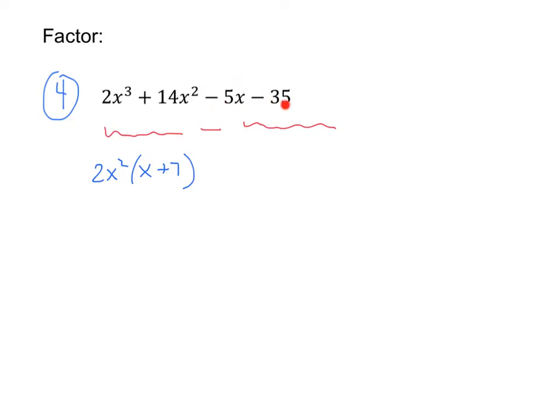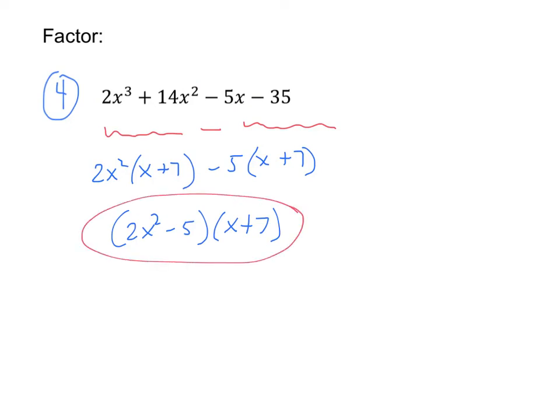Now let's factor this back part: negative 5x minus 35. I can pull out a negative 5. Negative 5 times x is negative 5x, and negative 5 times positive 7 is negative 35. That checks out. Once you get here, this should be a familiar problem. We have 2x squared groups of x plus 7, and then we're taking away 5 groups of x plus 7. So the total number of groups of x plus 7 that we have is 2x squared minus 5 groups of x plus 7. And now we have it in factored form, written as a multiplication problem.